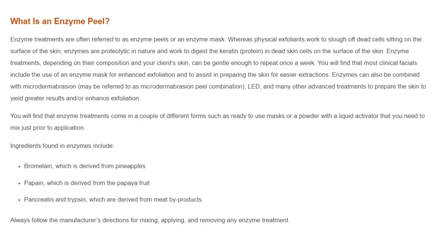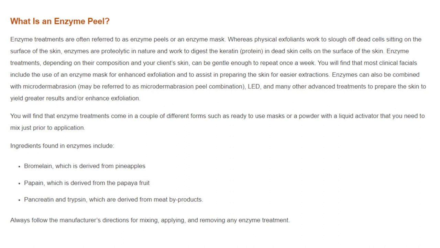You will find that most clinical facials include the use of an enzyme mask for enhanced exfoliation and to assist in preparing the skin for easier extractions. Enzymes can also be combined with microdermabrasion, may be referred to as microdermabrasion peel combination, LED, and many other advanced treatments to prepare the skin to yield greater results and/or enhance exfoliation.